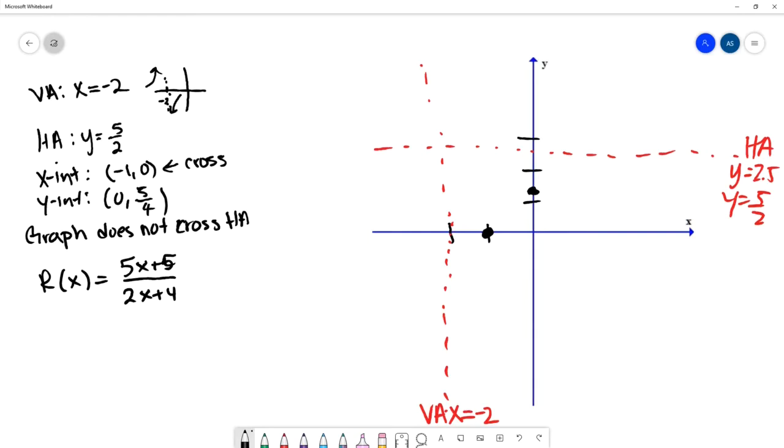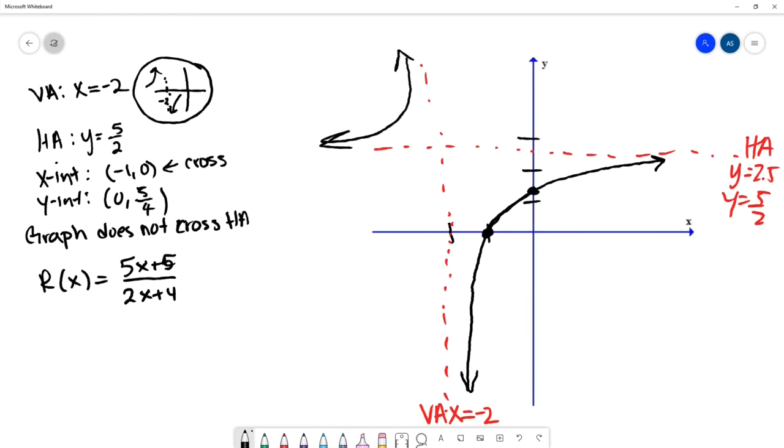We also found that the graph will go to positive infinity on the left and negative infinity on the right. So we know that these two points will connect to each other, and on the right of that vertical asymptote, it will go to negative infinity. If we continue to follow this line, it should approach the horizontal asymptote by definition. And then we also know that the other side of the asymptote will go to positive infinity. So this gives us a sketch of our rational function.